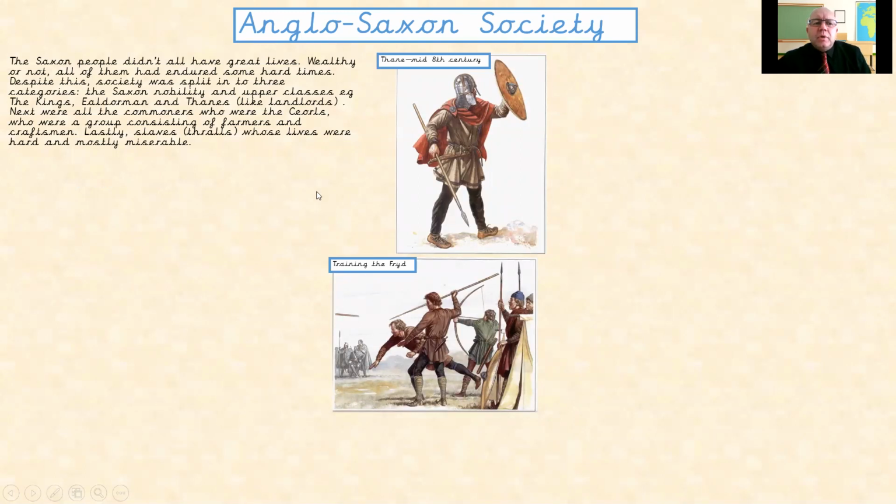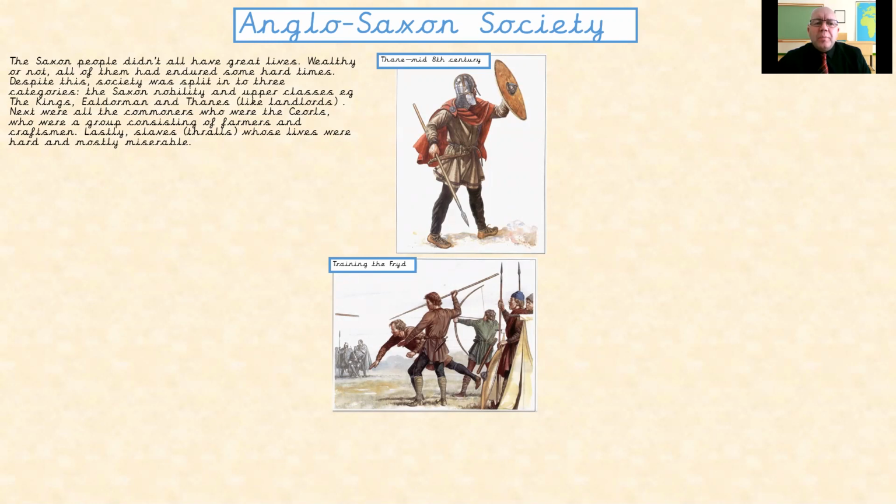The Saxon people didn't all have great lives. Wealthy or not, all of them had endured some hard times. Despite this, society was split into 3 categories. The Saxon nobility and upper classes, so for example, the kings, the Eldermen and the thanes, who were like landlords.